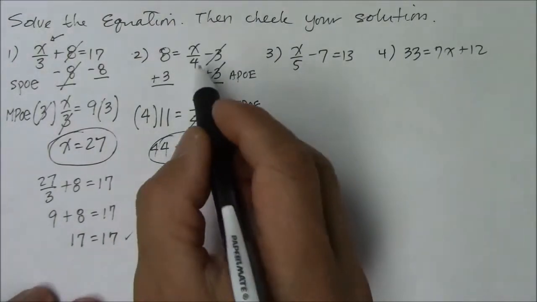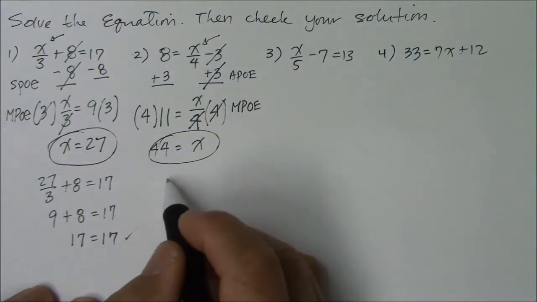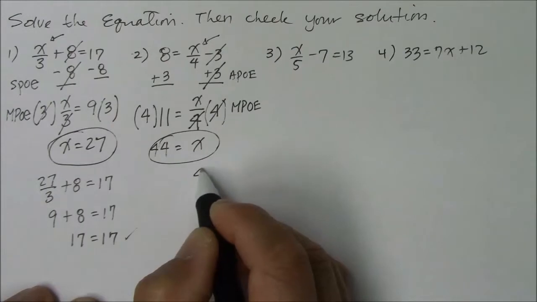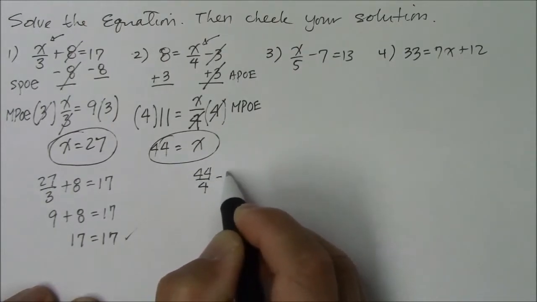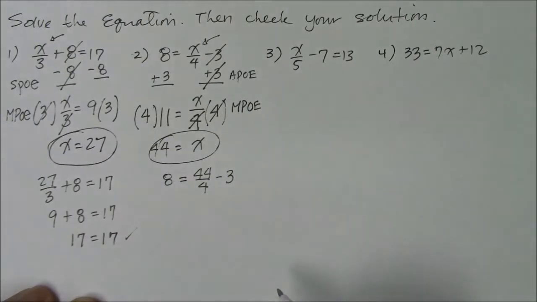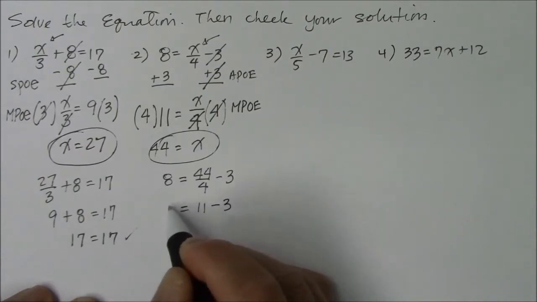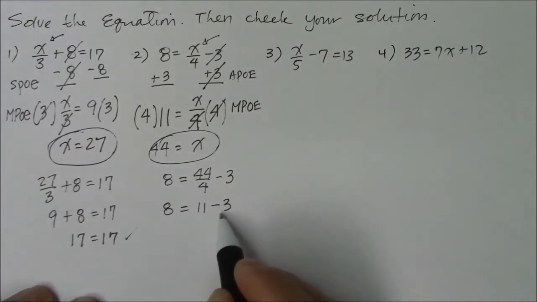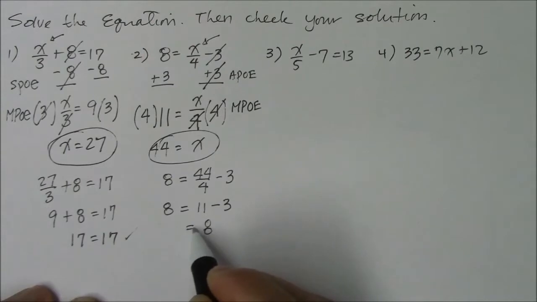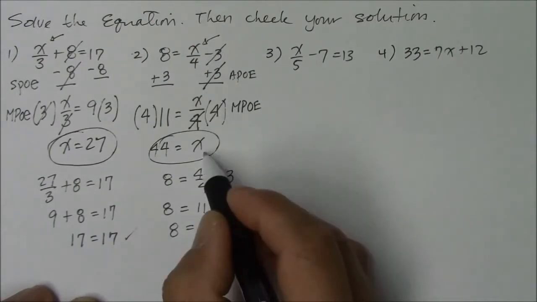Now to check it, we're going to take that and substitute it back into the x of that original equation. So we're going to say 44 over 4 minus 3 equals what's on the left, which is 8. Now 44 over 4 reduces to 11, minus 3 equals 8. And 11 minus 3 is 8. And since the left and the right are the same, that's a good answer.